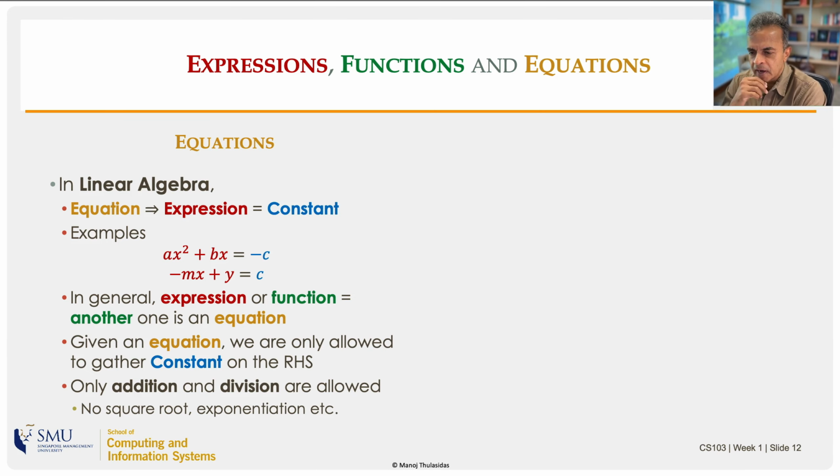So in general, an expression equal to a constant is an equation, but you know that a function is basically a named expression. It's an expression with a label. So a function equal to a constant also is an equation.